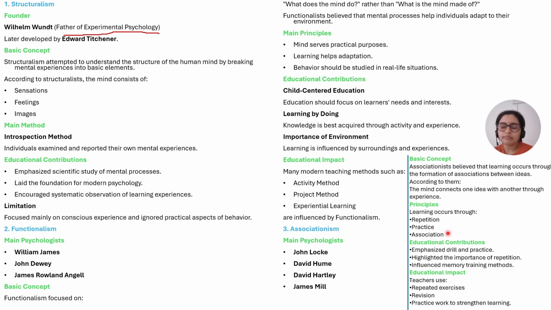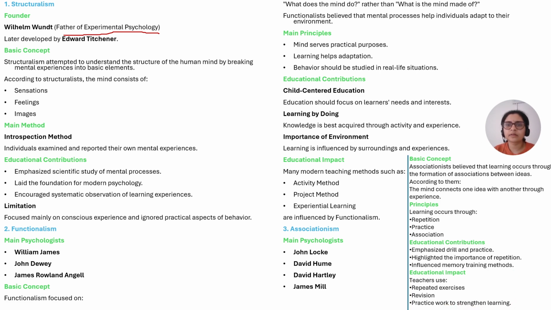Okay, what are the main principles of associationism? Repetition, practice, and association. This school mainly focuses on drill and practice. It highlighted the importance of repetition, and it influenced memory training methods. That means, in one word, associationism is nothing but the rote learning method. It included repetition exercises, revision, and practice work to strengthen learning.